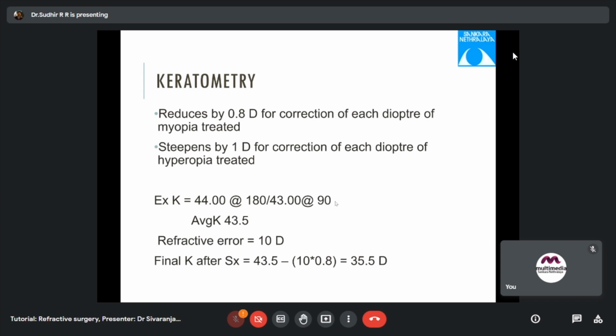So how do we calculate the final K after surgery? For every diopter of correction, there is a change in the K reading by 0.8 diopters. This is an example. The K is 44 at 180 and 43 at 90. You can take the average K or the steep K, but ideally, to be on the safe side, take the average K. How much refraction are we correcting? 10 diopters. So the final K will be 35.5. Anything between 35 and 36 is fine. Ideally try for 36, but when the range is high, you can go 0.5 this way or that way.